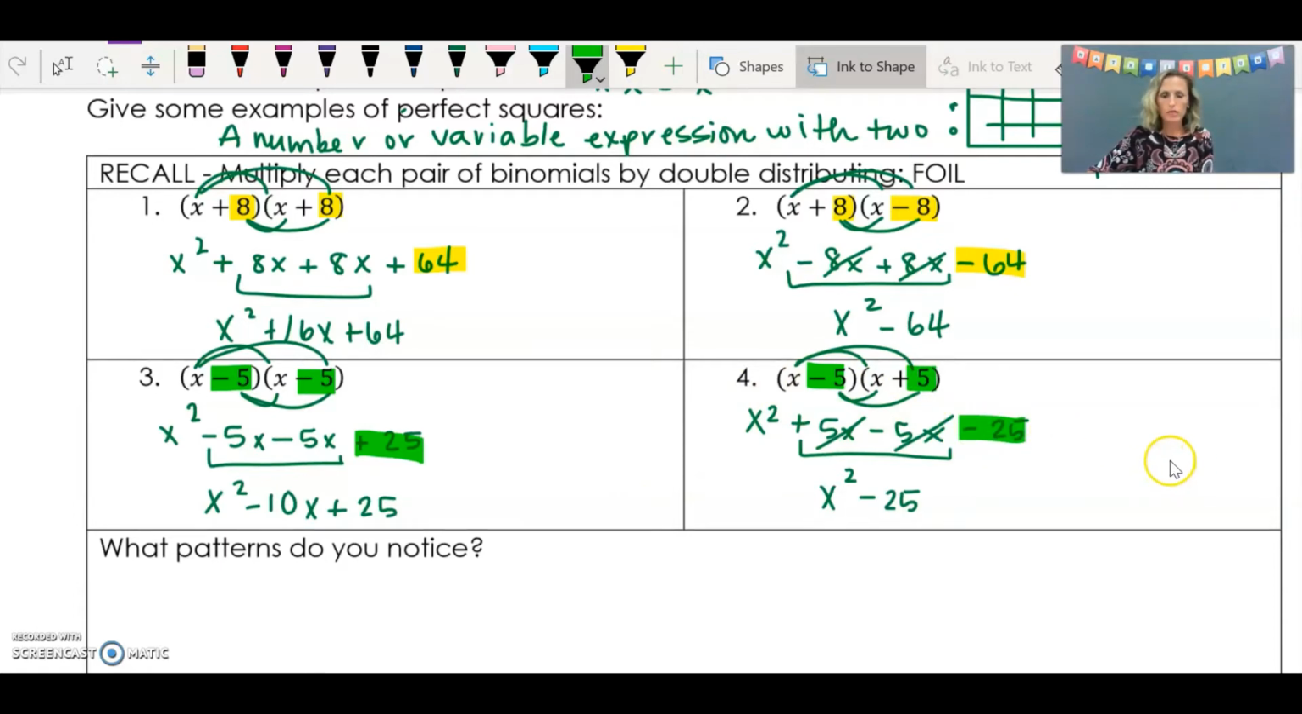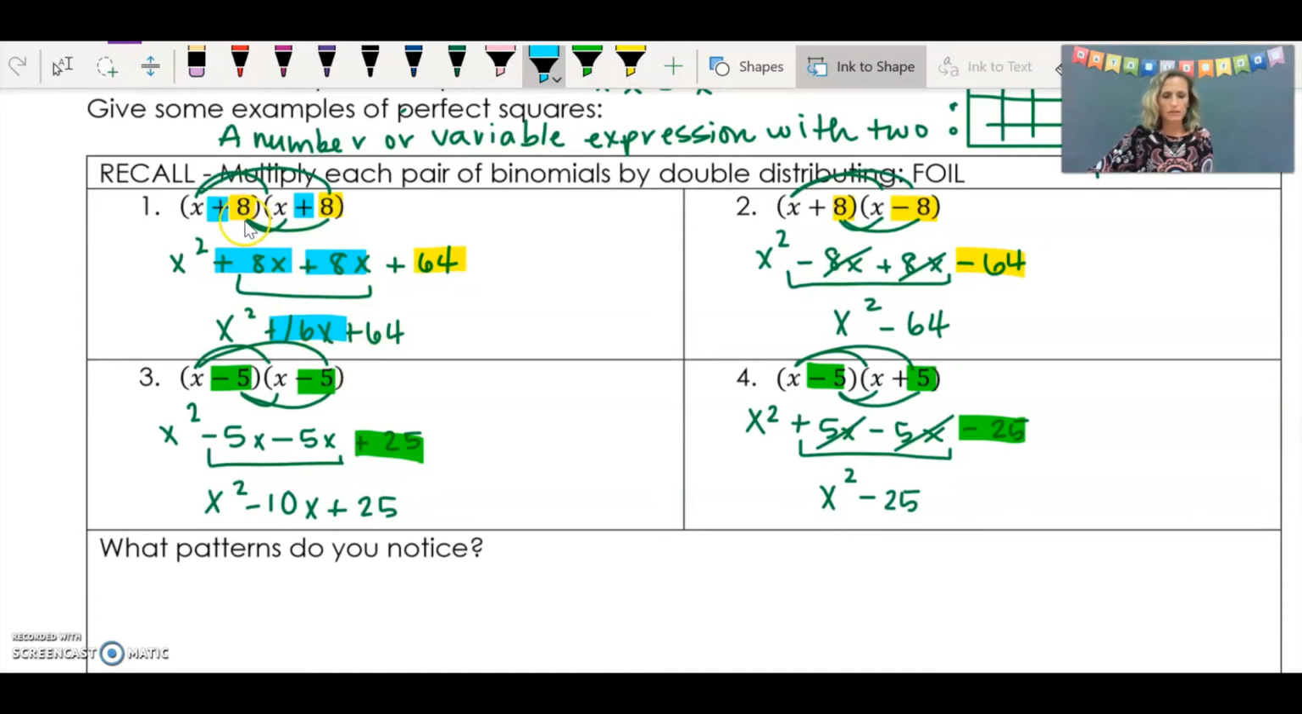We also have another thing, which is that where the signs were the same, so I had positive and positive, I ended up with positive 8x and positive 8x, and those combined to give me double the number that was in the parentheses.